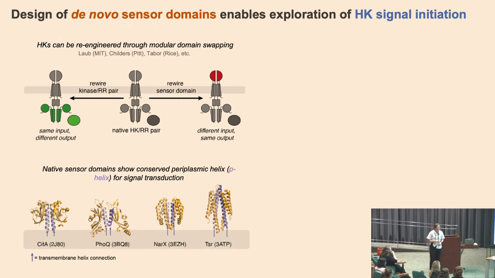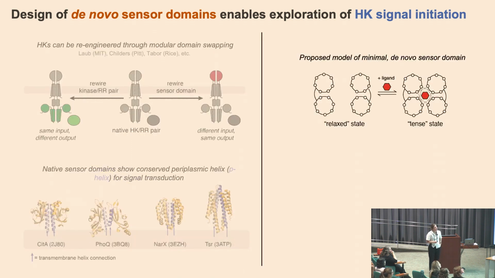And we know that in natural histidine kinases, there's a helix at the center of these sensor domains that's essential for signal transduction. And so what we really wanted to do was to come up with a de novo protein that mimics this periplasmic helix, but has very specific and tunable properties. And so we proposed a model of a minimal de novo sensor domain. And the only requirements are that it has to mimic that P helix and it has to bind a ligand in some sort of equilibrium. So we can imagine something that goes from a relaxed state to a tense state in a ligand-dependent manner.